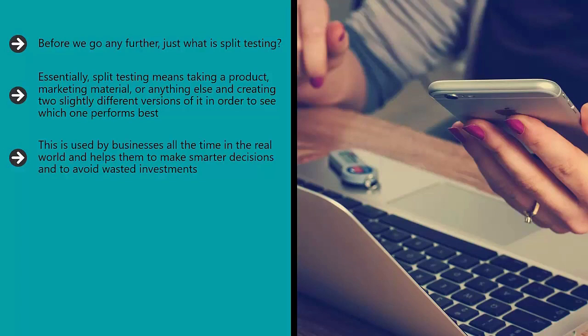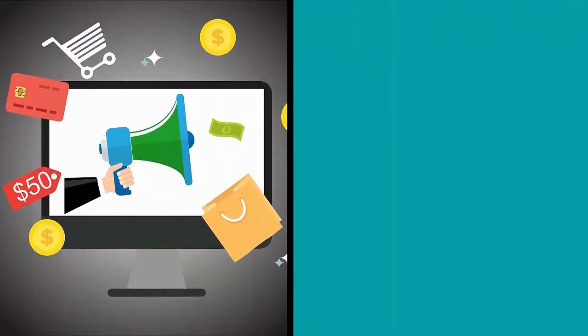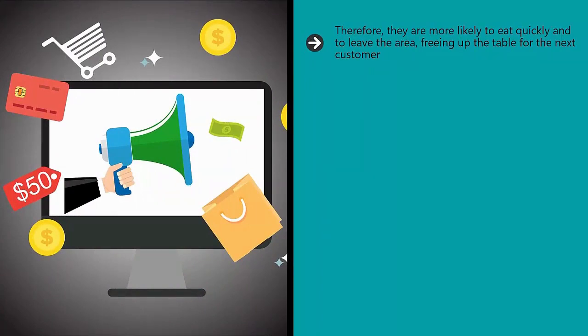Let's imagine for a moment that you own a chain of fast food restaurants that sell only prawn-based dishes, because why not? Your store has been doing fairly well, but then you hear somewhere that on average, takeaways with red and orange color schemes on their premises tend to earn more. Why? Because those colors increase the heart rate and make people slightly uncomfortable. Therefore, they are more likely to eat quickly and to leave the area, freeing up the table for the next customer. The result is that such venues actually see a higher turnover of customers and greater profits.